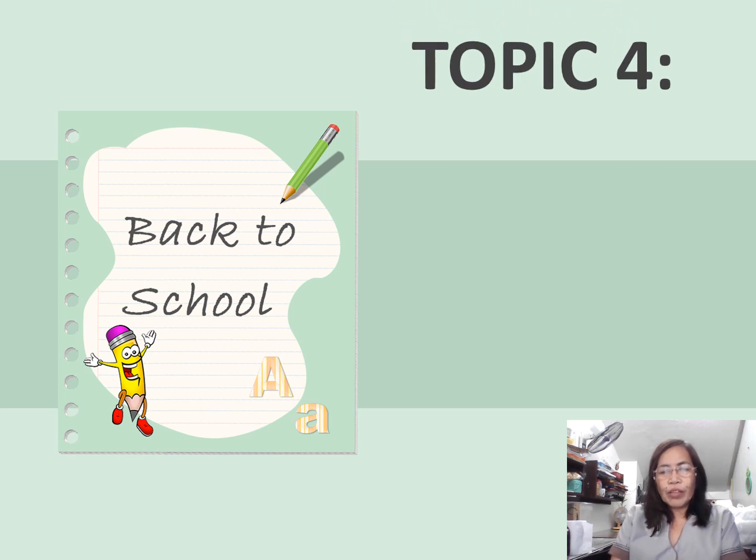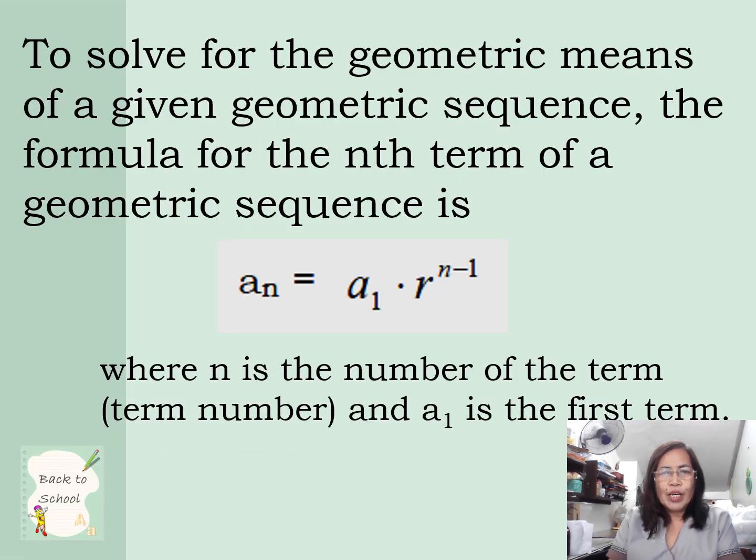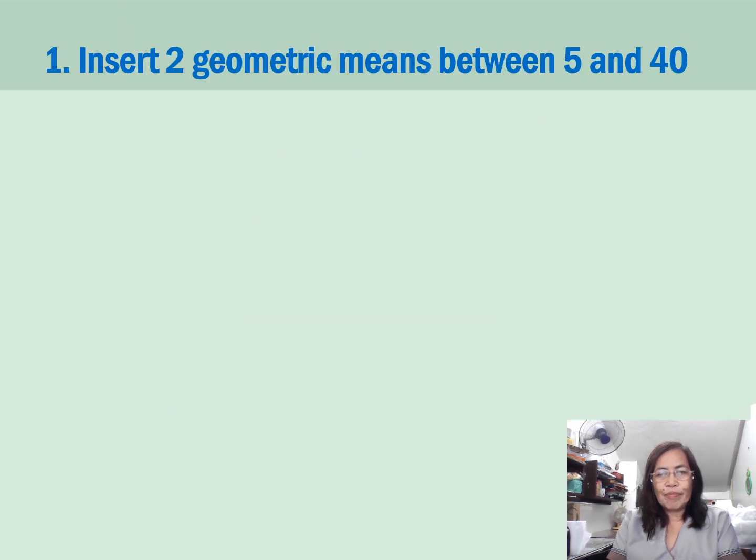For our topic number 4, we have finding the geometric means. To solve for the geometric means of a given geometric sequence, the formula for the nth term of a geometric sequence is a sub n is equal to a sub 1 times r raised to n minus 1, where n is the number of terms and a sub 1 is the first term.